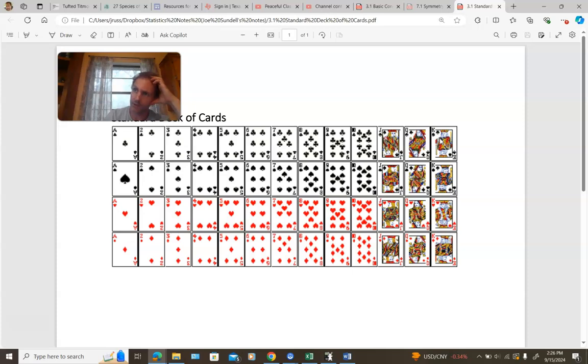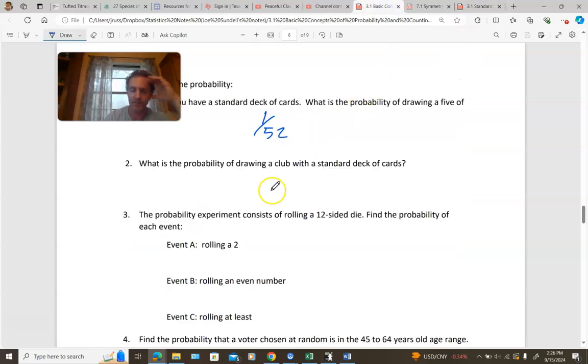So that event, drawing a club, is comprised of 13 outcomes because there's 13 clubs. So it's going to be 13 out of 52. And this, guys, is actually a fraction that can reduce. Believe it or not, these are both divisible by 13. So if we did that, we'd take it down to 1 out of 4.